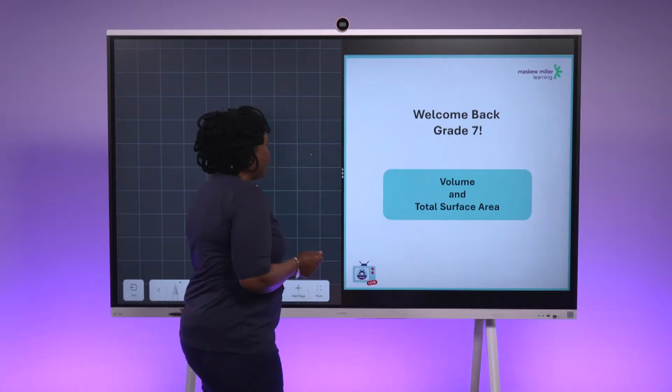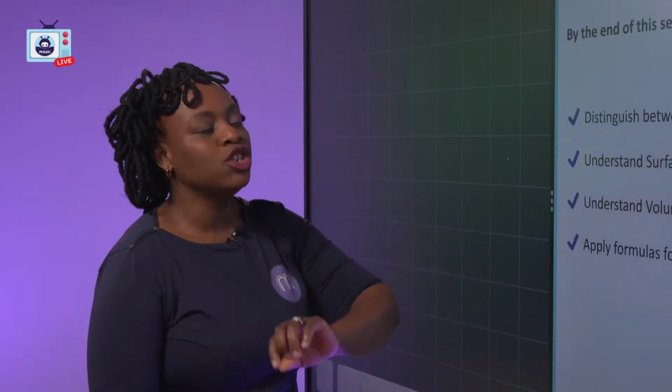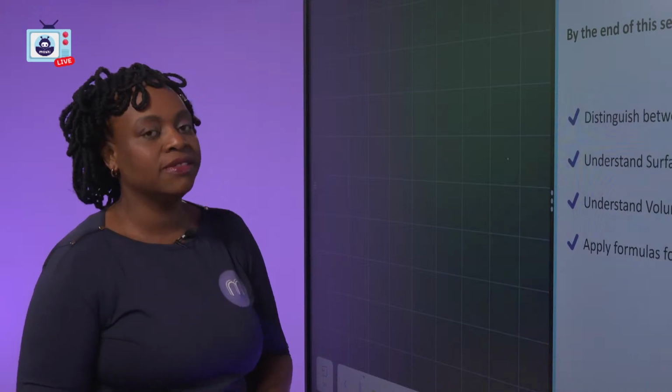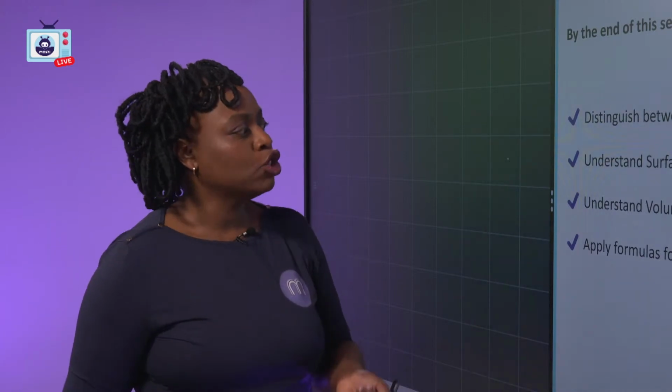Today, grade 7, we are still in our transformation, but we're focusing on the calculation of surface areas and volumes. While you're hanging in there, we're going to look into the objectives and what we want to make sure we understand at the end of this lesson.